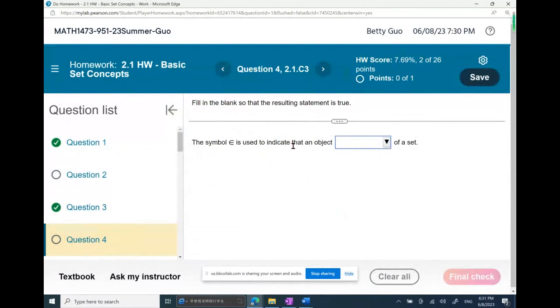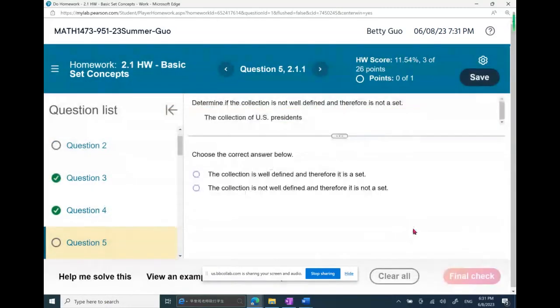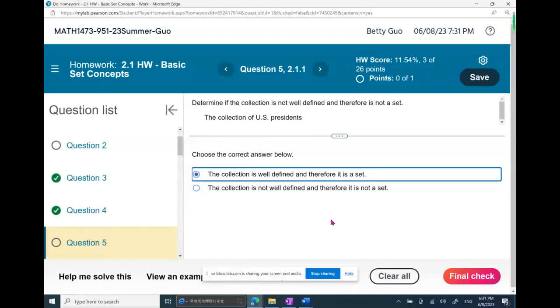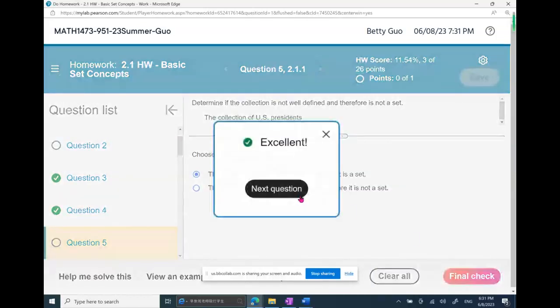The symbol is used to indicate that an object or element is an element of a set. Sometimes I say belong to a set. Determine if a collection is not well defined and therefore is not a set. The collection of U.S. presidents, well defined or not well defined? Technically well defined, right? Very certain, because that president will be 4 years or even 8 years, sometimes shorter than 4 years, but it's very certain.